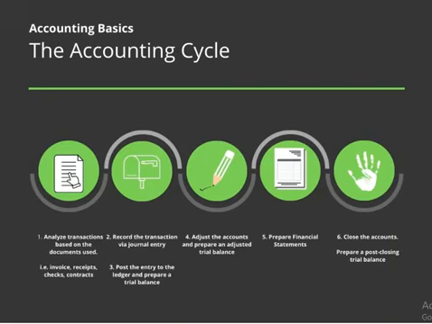And based on what's in the ledger for that particular date, then we take that information and we can put it in our trial balance, which is another document that I'll put in to get an example of that as well. The fourth step in the cycle is we have to adjust the accounts and prepare an adjusted trial balance.